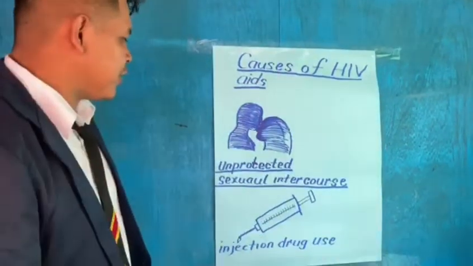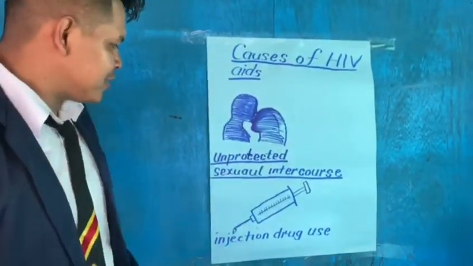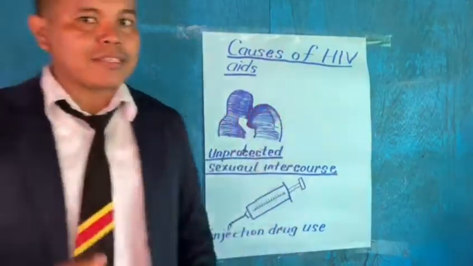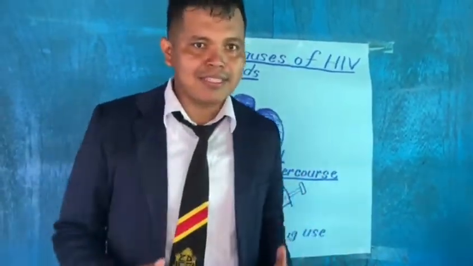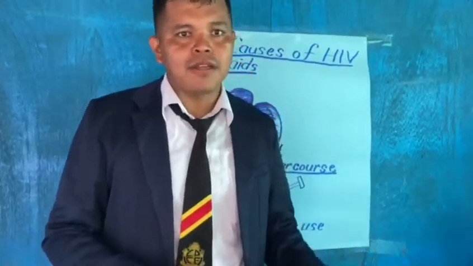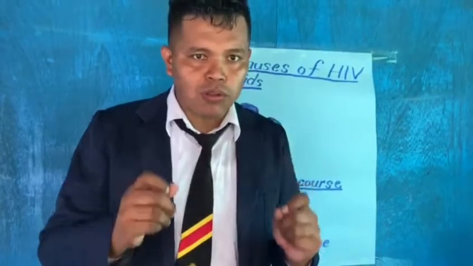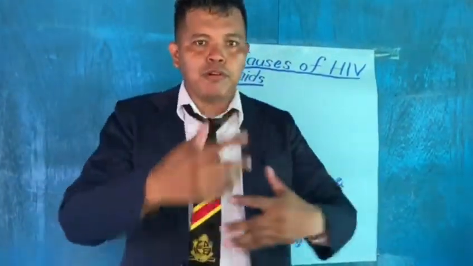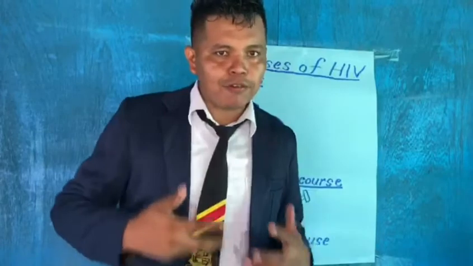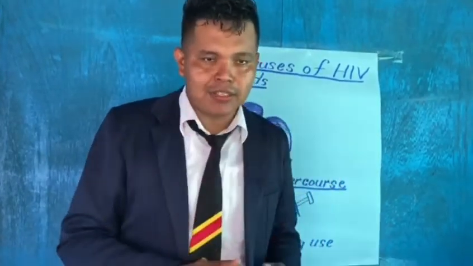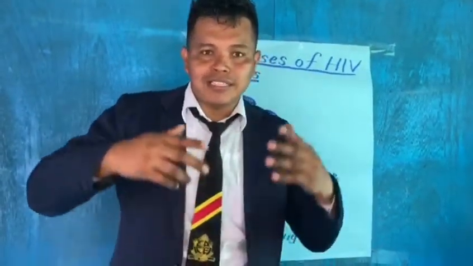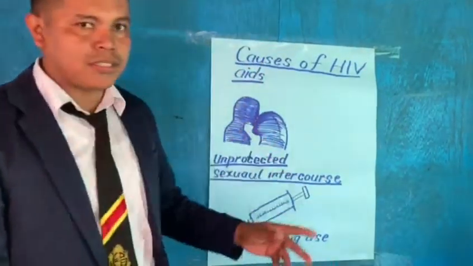Good? So the first one we'll be looking at is unprotected sexual intercourse, of course, and this is with an infected person. Good? So if you have unprotected sexual intercourse with a person who has HIV or AIDS, most likely you will also be infected with the virus, because the virus is passed on from person to person sexually. Good? So if you have unprotected sex with somebody who is infected, like I said before, you also will be infected. So that's one way that you can actually catch the virus. Alright? Or that's one cause of the virus.